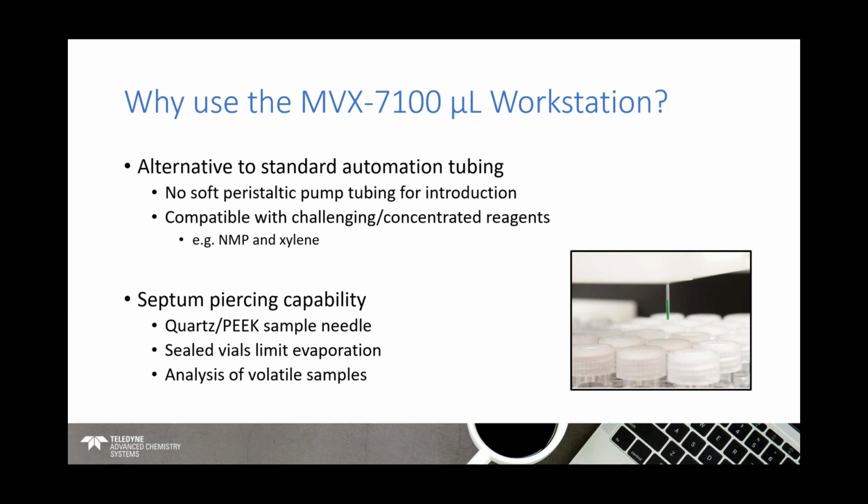You've also got access to septum piercing capability. So if you want to have a sample which is in a sealed vial, a sealed container, you can pierce a septa to take the sample from it. This would be beneficial for samples where you've got issues with evaporation, in terms of the sample matrix or the analytes of interest.